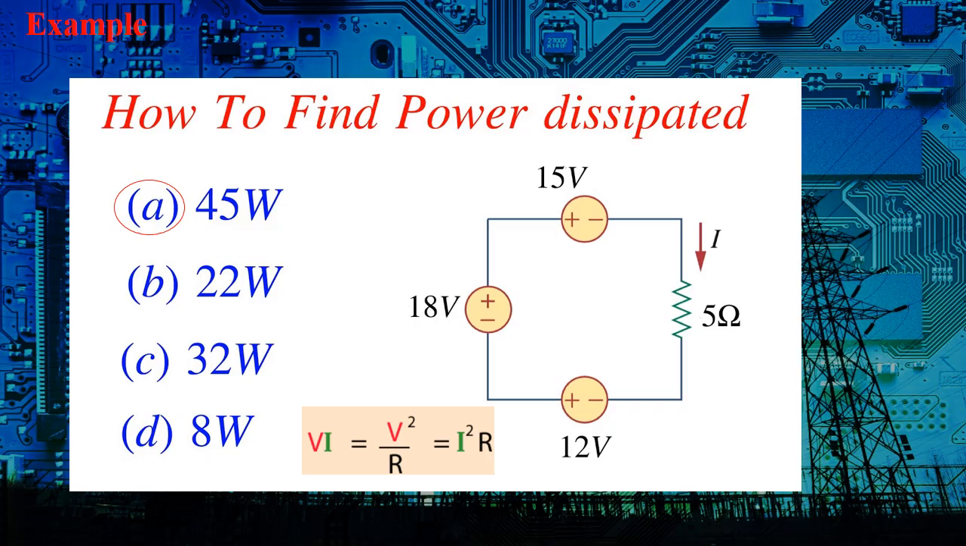And then you have 5 ohms there. So when you use the formula V squared on R, you will have 15 squared divided by 5, which will give you 45 watts. So 45 watts of power is being dissipated across this resistor, or is being used by that 5 ohm resistor.